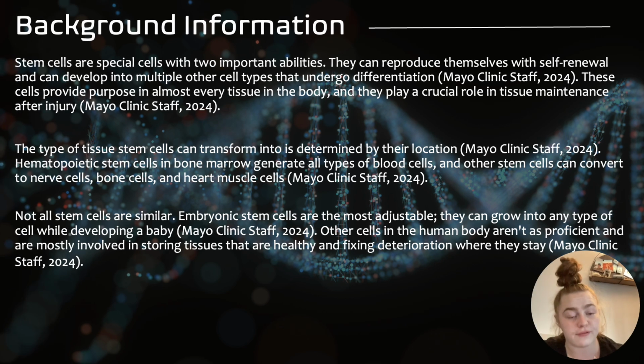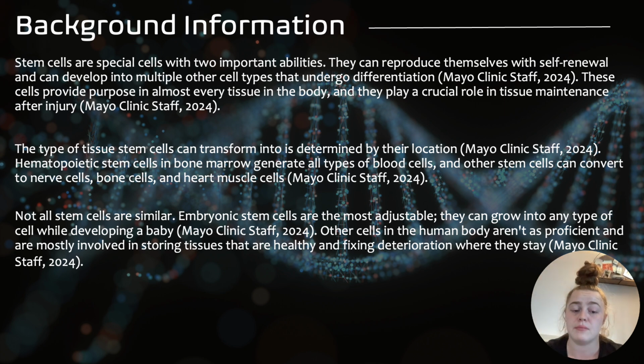Here is some background information on stem cell treatment. Stem cells are special cells with two important abilities. They can reproduce themselves through self-renewal, and they can develop into multiple other cell types through differentiation. These cells serve a purpose in almost every tissue in the body, and they play a crucial role in tissue maintenance after injury. The type of tissue stem cells can transform into is determined by their location.